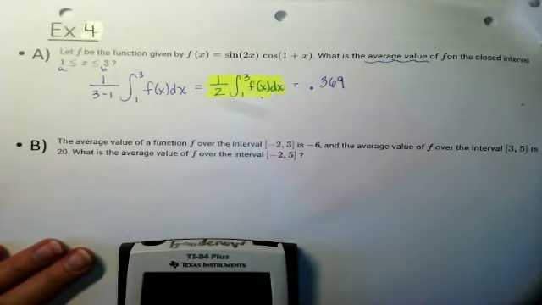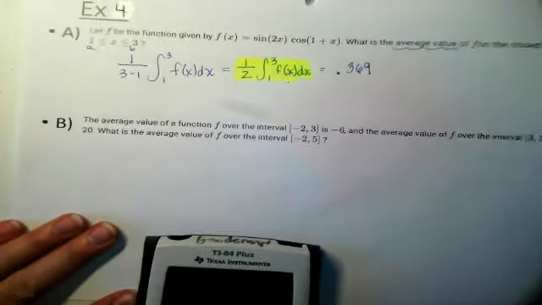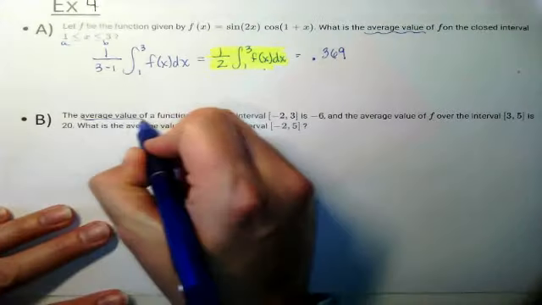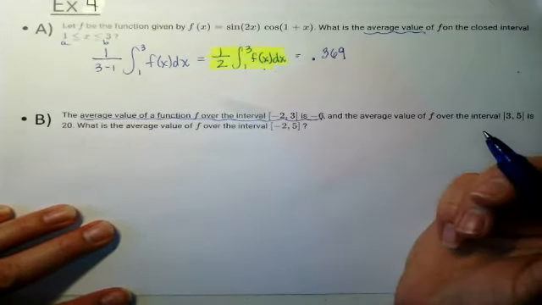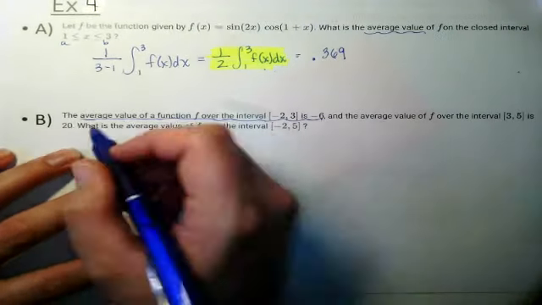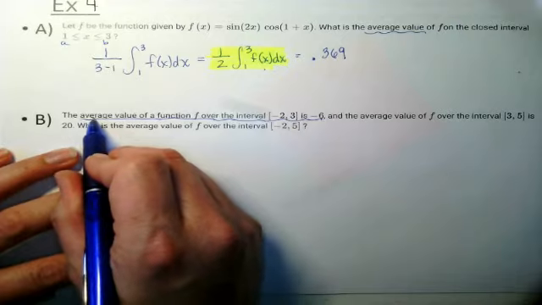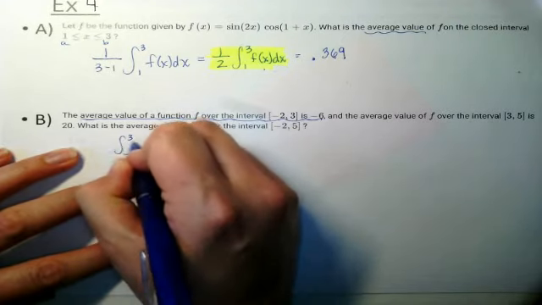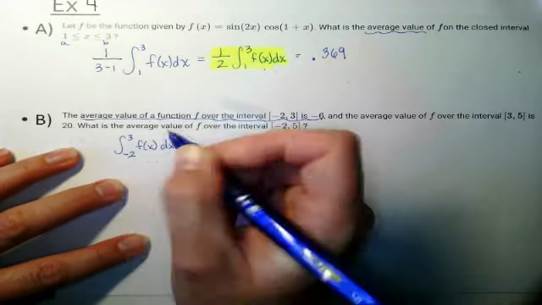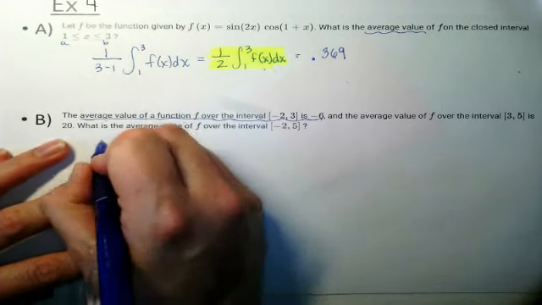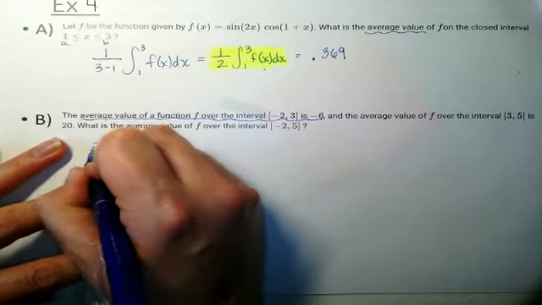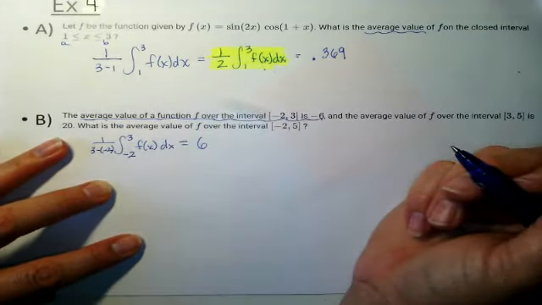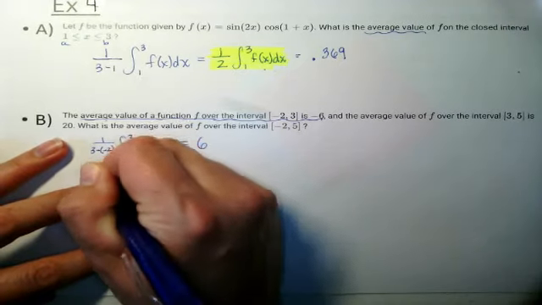All right, this is an interesting one. The average value of a function f over the interval from -2 to 3 is 6. Ladies and gentlemen, that entire little piece of a sentence is an equation. It is a math equation that says we're taking an average value from -2 to 3. So from -2 to 3 of our little f of x function, the average value, which we would do 1 over b minus a, so 3 minus -2, is 6. Well, that's 1 over 5.